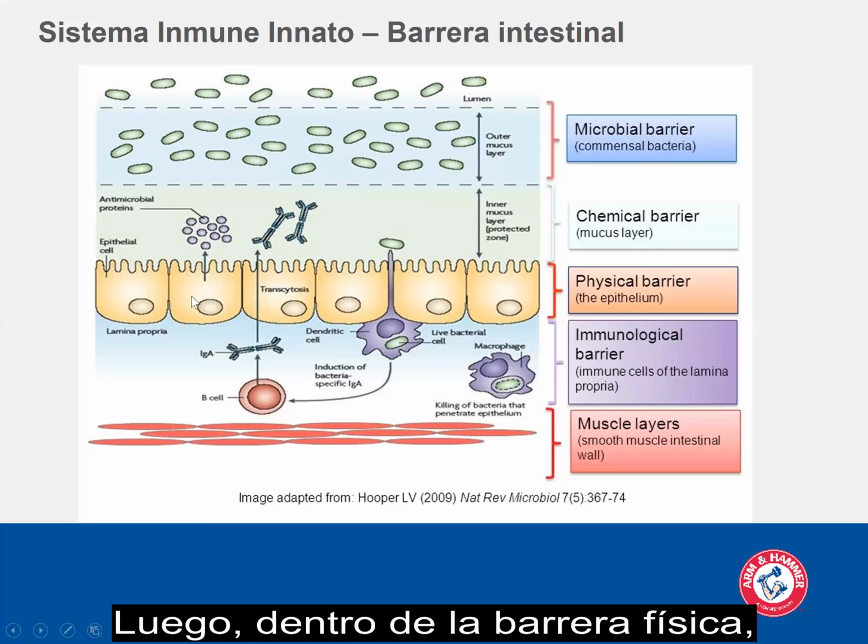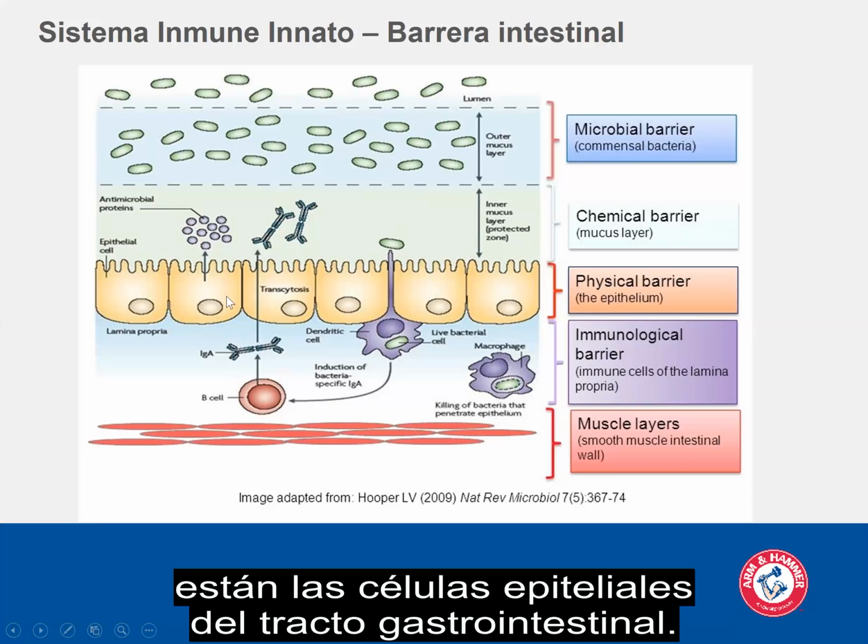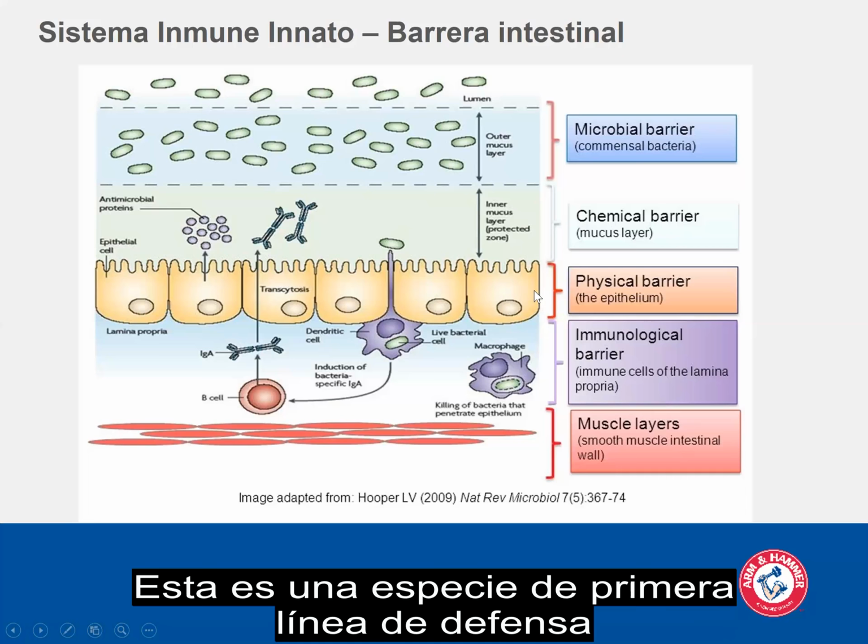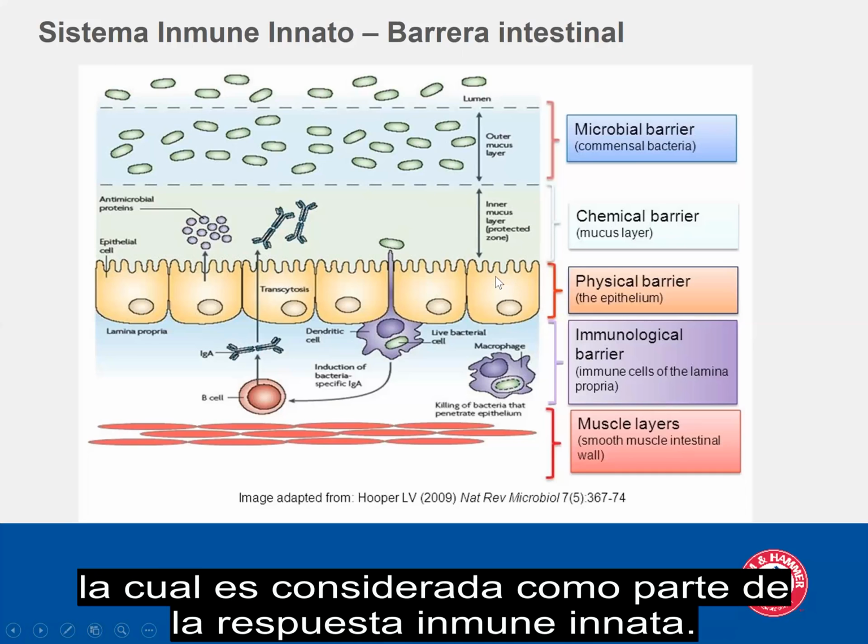And then the physical barrier itself, which are the epithelial cells that line the gastrointestinal tract. And really, that's that first line of defense, and is considered part of the innate immune response.